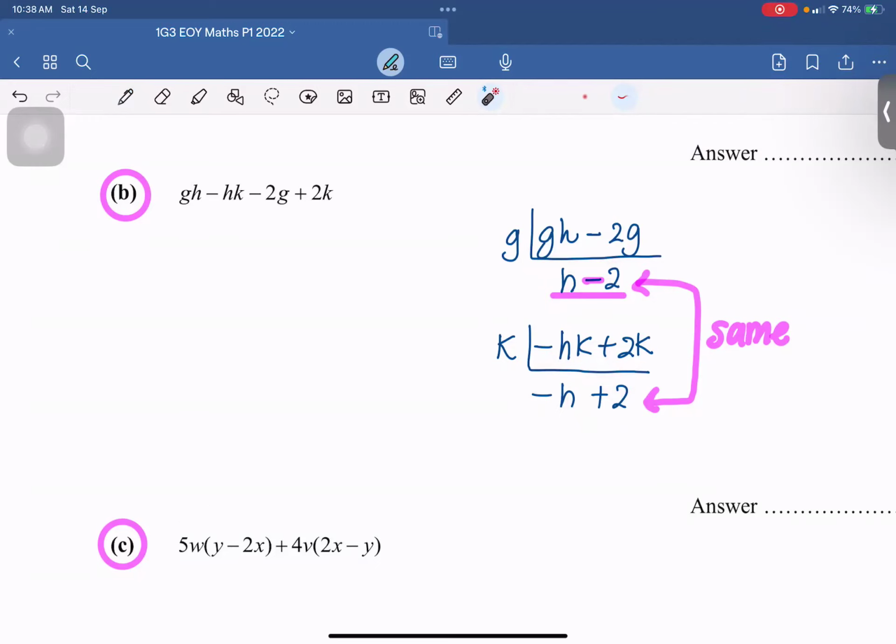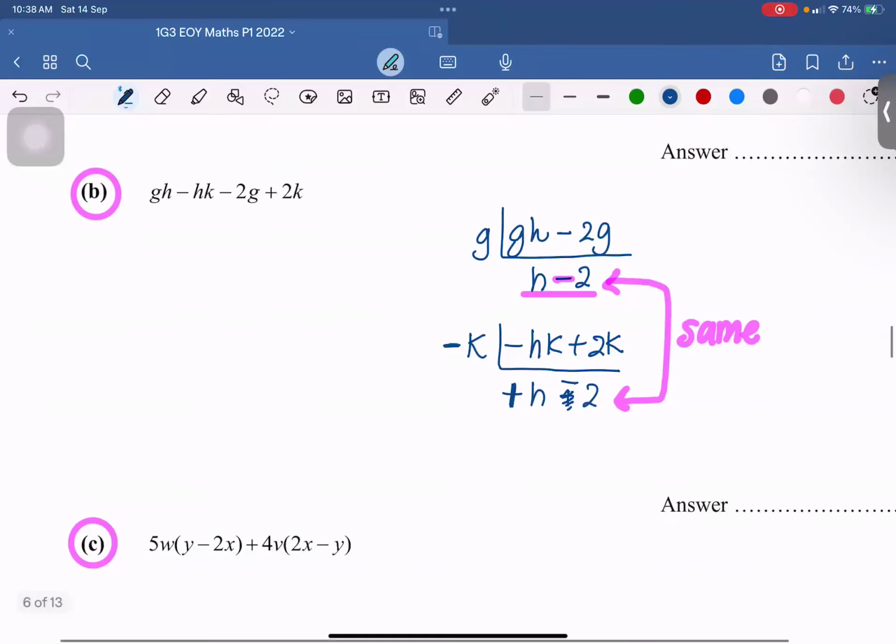Next person, Coining. What can I factorize out to make them the same? Or change it to negative 2 plus H. Okay, so I factorize out a negative K. That's what you mean. So this one will become H, then this one will become negative. Okay, that's what you mean, right? Yeah. Okay, thank you. So in this case, I got my answer already.